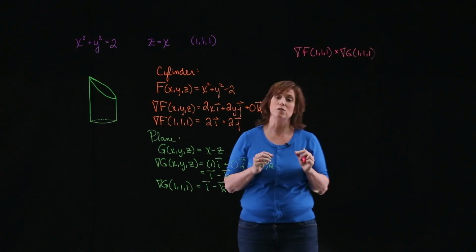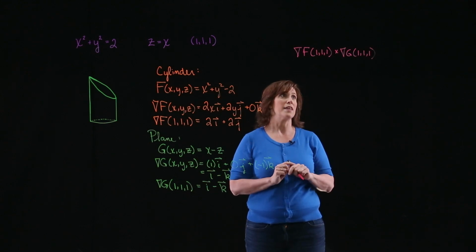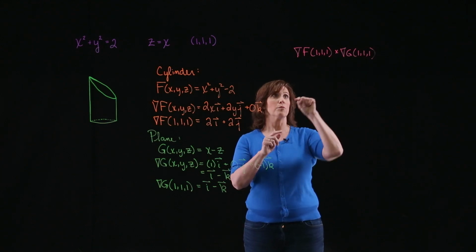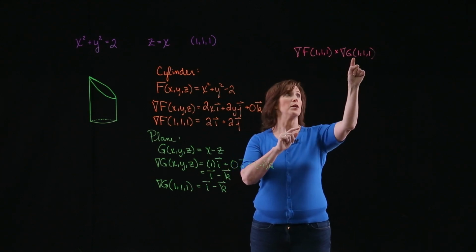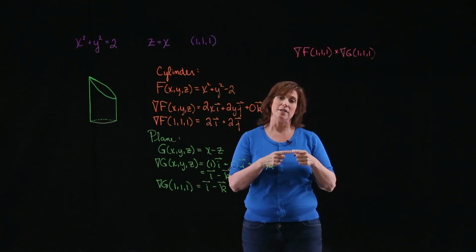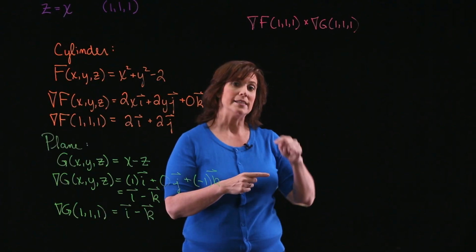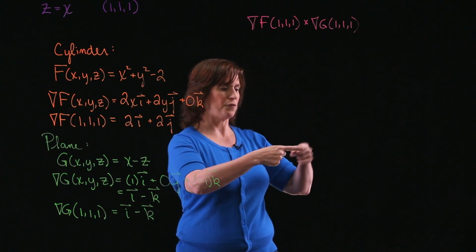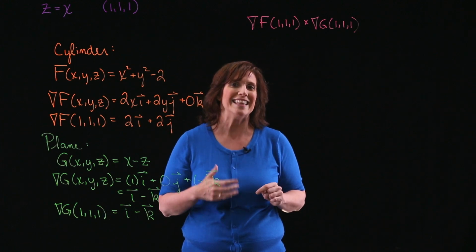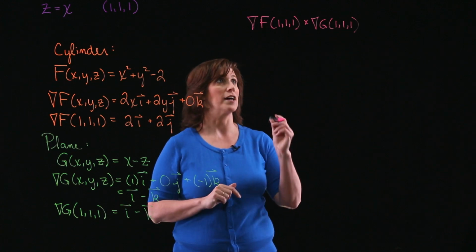As long as those vectors are not the zero vectors, which they're not in this case, I know that this one will be normal to the cylinder, this one will be normal to the plane, and when you take the cross product, it will be orthogonal to each of them. So you've got two vectors, and the result is going to be orthogonal to both of them, which means it's going to lie in the tangent plane of that intersection. So let's go ahead and take the cross product.